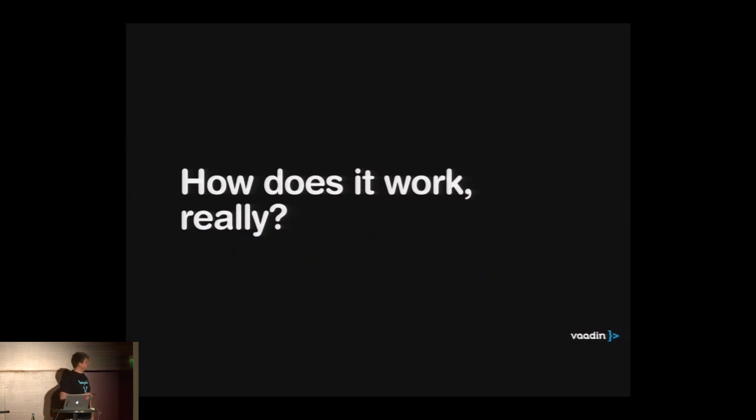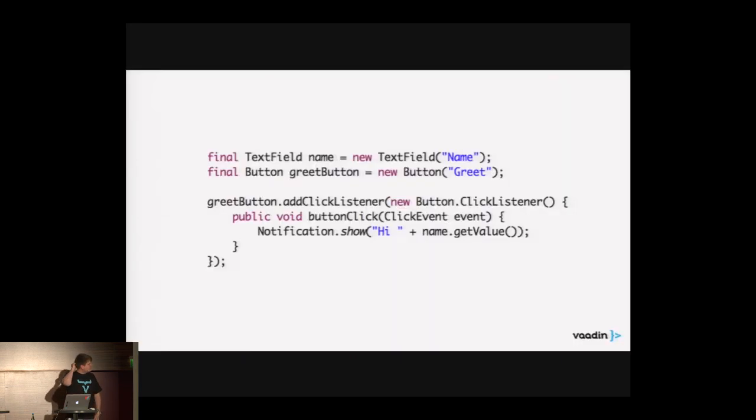So how does it work actually? Let's take a simple example, just a text field and a button on the screen and one click listener. Actually this should probably be written in lambda expressions because Vaadin supports lambdas today. It's just plain Java on the server side. So if you have a Java 8 JDK running on the server side, you can use lambdas instead of inner classes. But this isn't the traditional way of writing this.